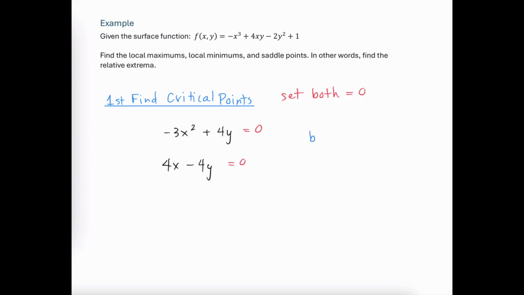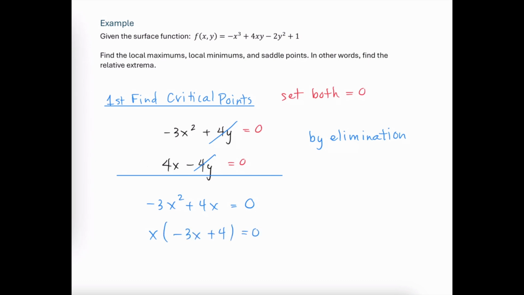There's a couple ways that we can do this, but I'm going to solve this system by elimination because I see that I have 4y and negative 4y that cancel each other out. When I add up all the terms on the left-hand side, I'm going to get negative 3x squared plus 4x, and then add up the terms on the right, I get 0. And then I can factor this out pretty easily. I'm going to factor out an x to get negative 3x plus 4, and then set each factor equal to 0. x is equal to 0, negative 3x plus 4 is equal to 0.